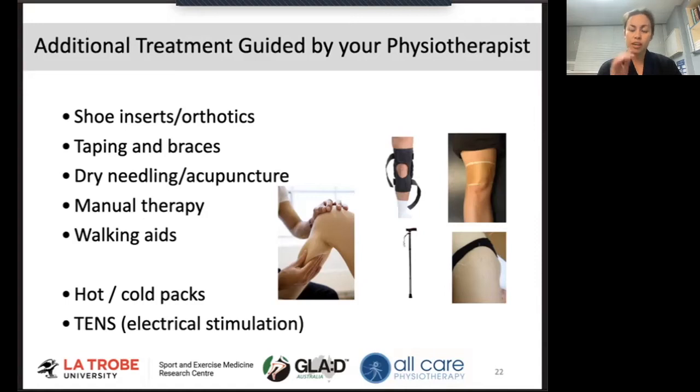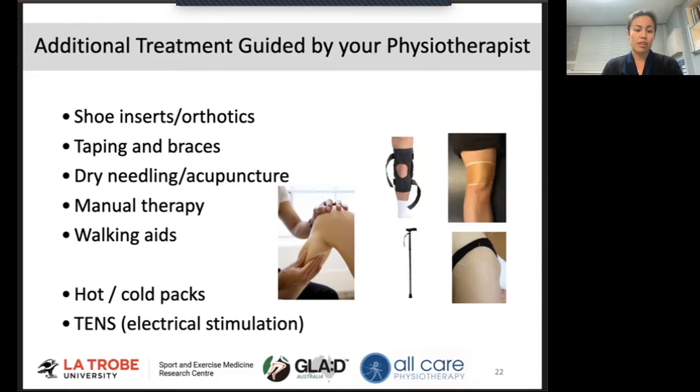So the first part of second line treatments can include additional treatment as guided by a physio. So we provide these here at Allcare Physiotherapy in conjunction with our first line treatments. So some things that physios can provide are shoe inserts, orthotics, we can tape, and we can use braces, which can help to reduce your pain and improve your confidence. However, this is often only in the short term. Sometimes these are good because they facilitate you being able to actually complete exercise because they reduce your pain enough.